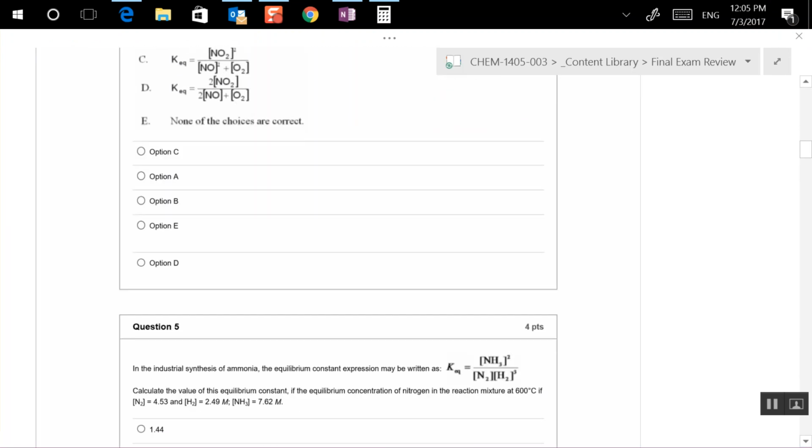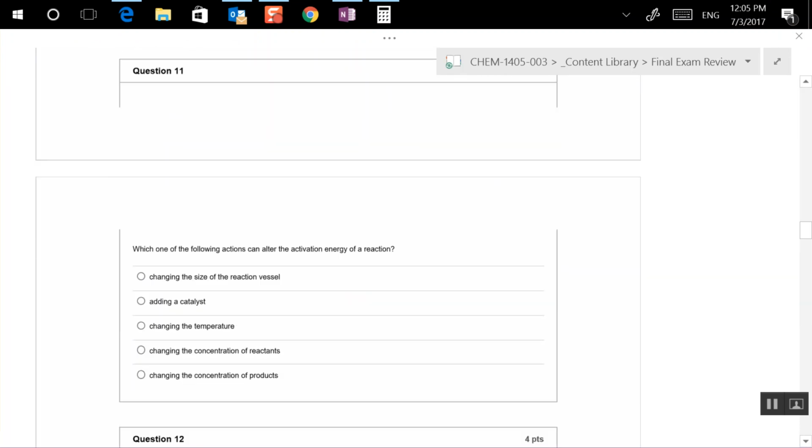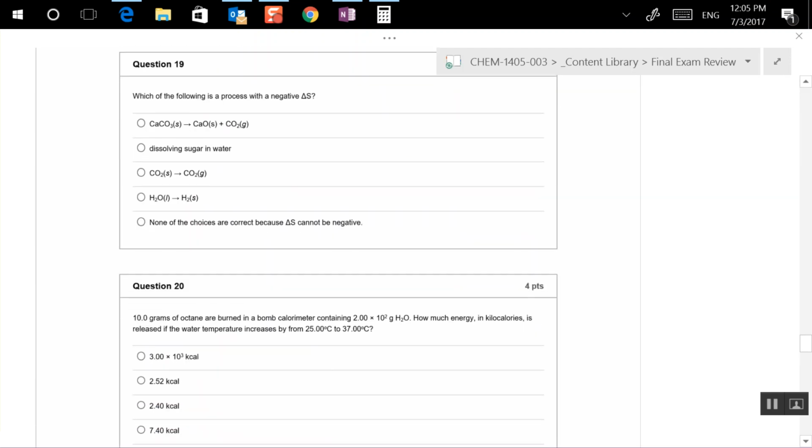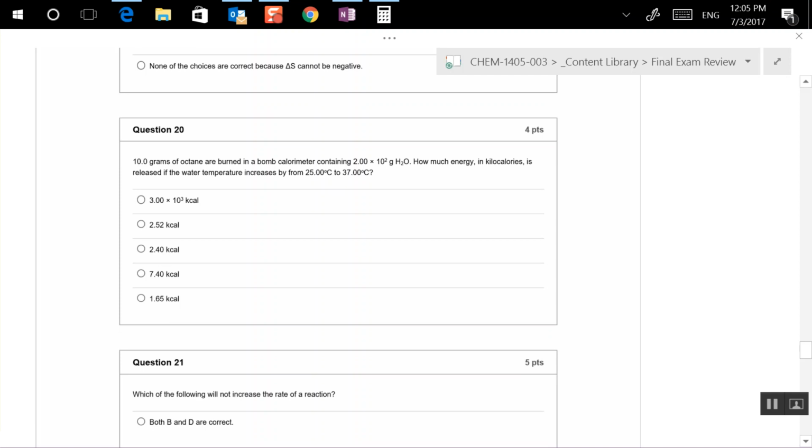Okay, here we go. Number 20. 10 grams of octane are burned in a bomb calorimeter containing 200 grams of water. How much energy in kilocalories is released if the water temperature increases? The specific heat of water in calories is 1 calorie per gram times degrees Celsius. So I'm going to use that.